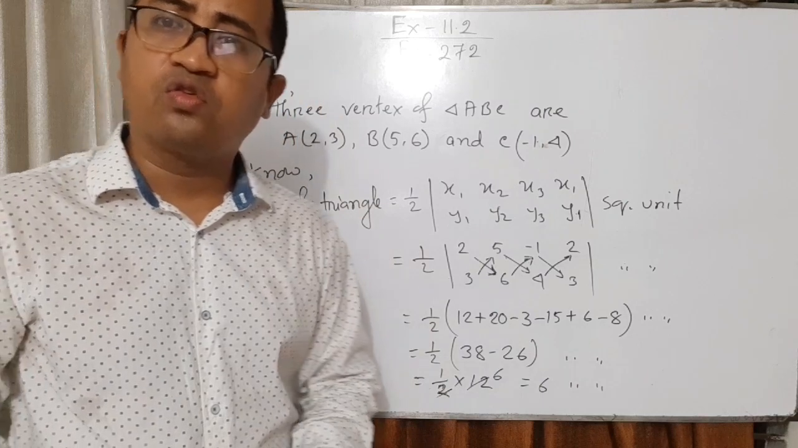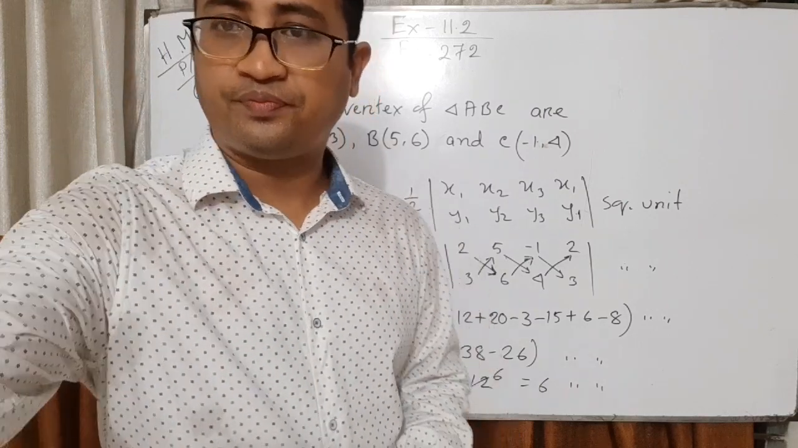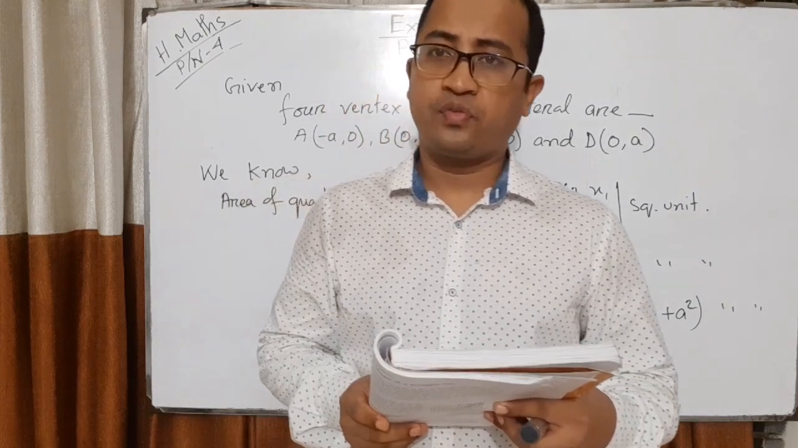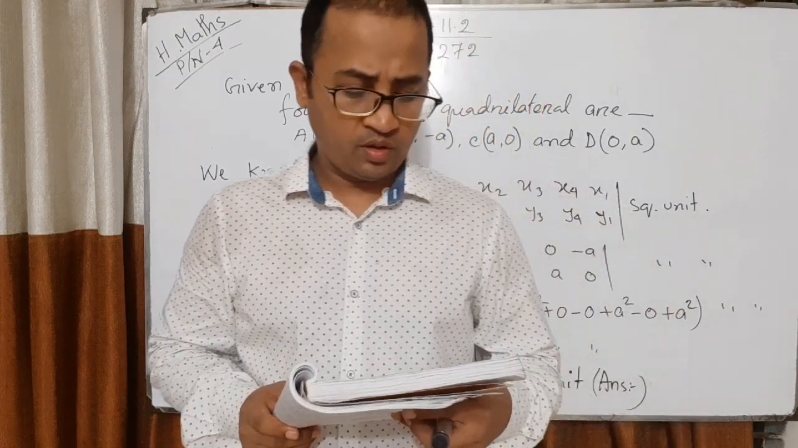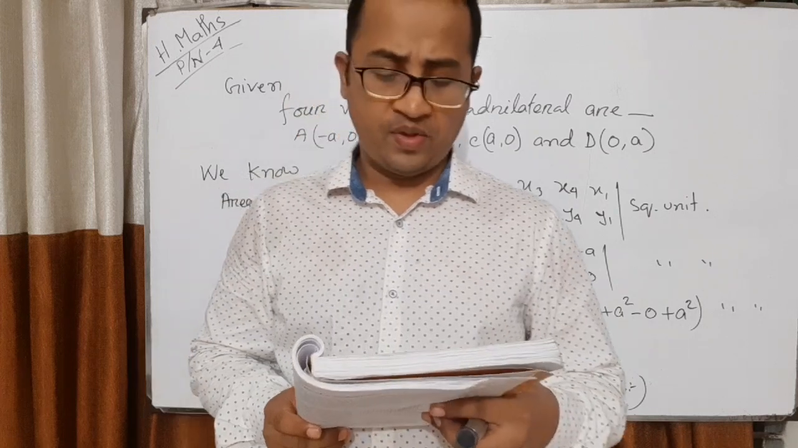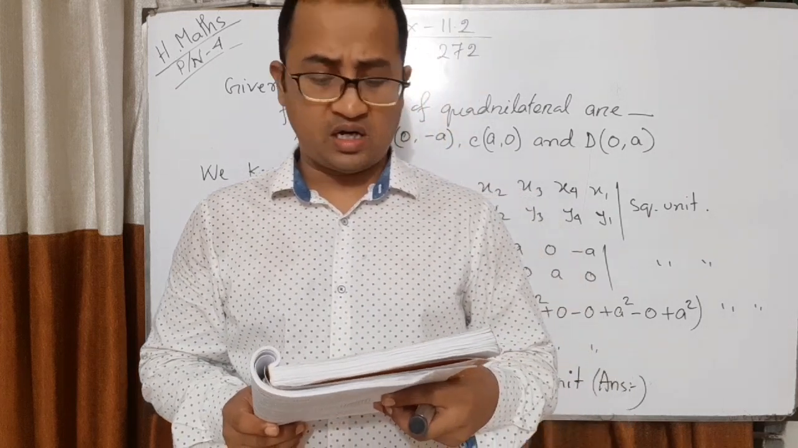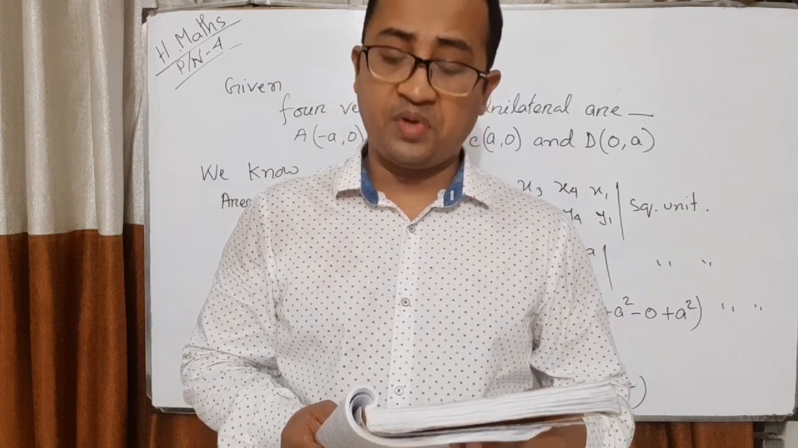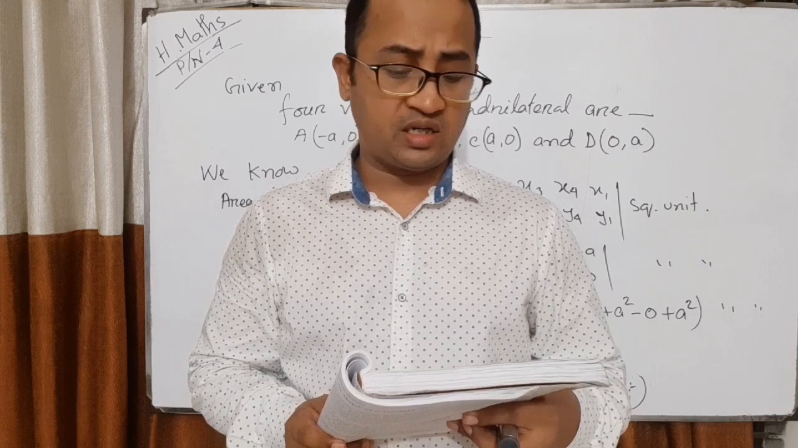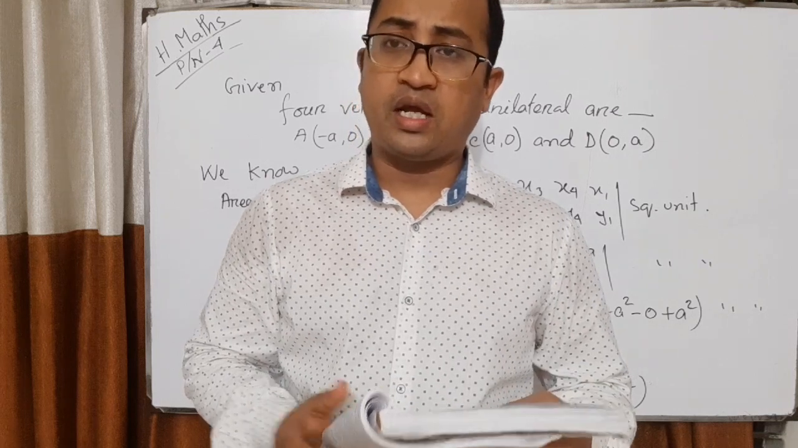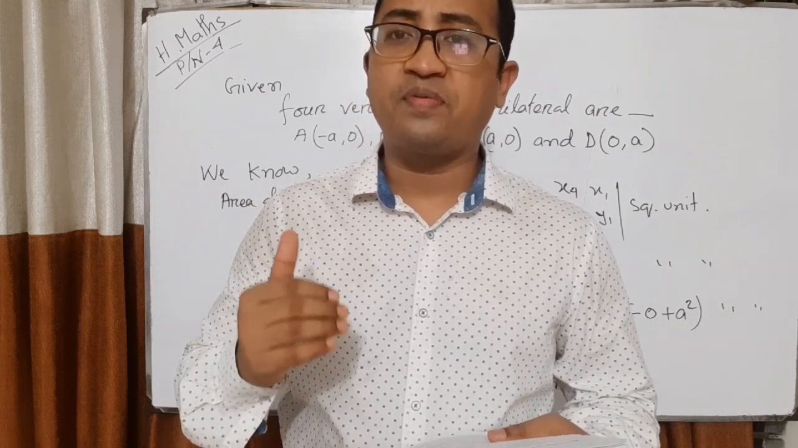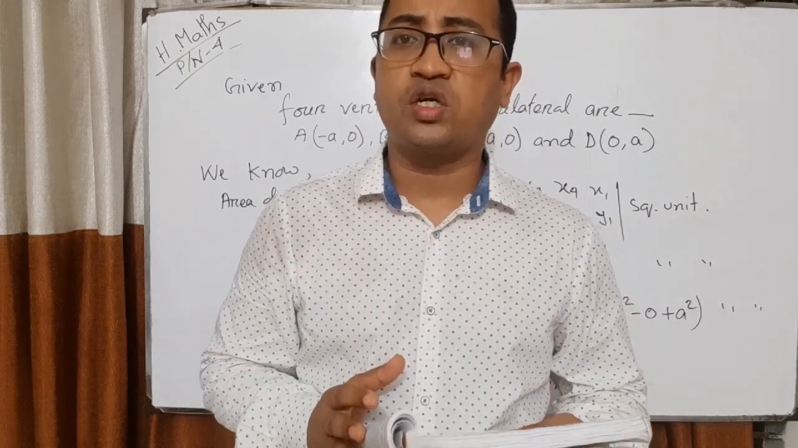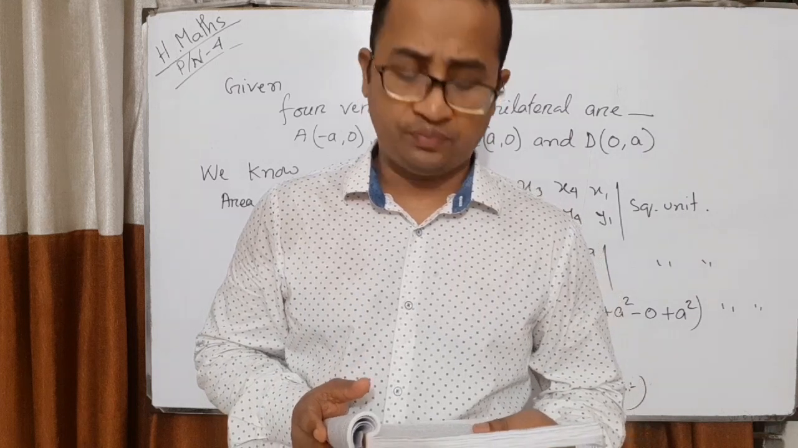Now we will go to the next question. Students, look, question number 3. I will just read out the question. Show that the points A, B, C and D are the vertices of a parallelogram. Can you recognize where you have seen a question like this? Yes, you have already solved this type of question in exercise 11.1.